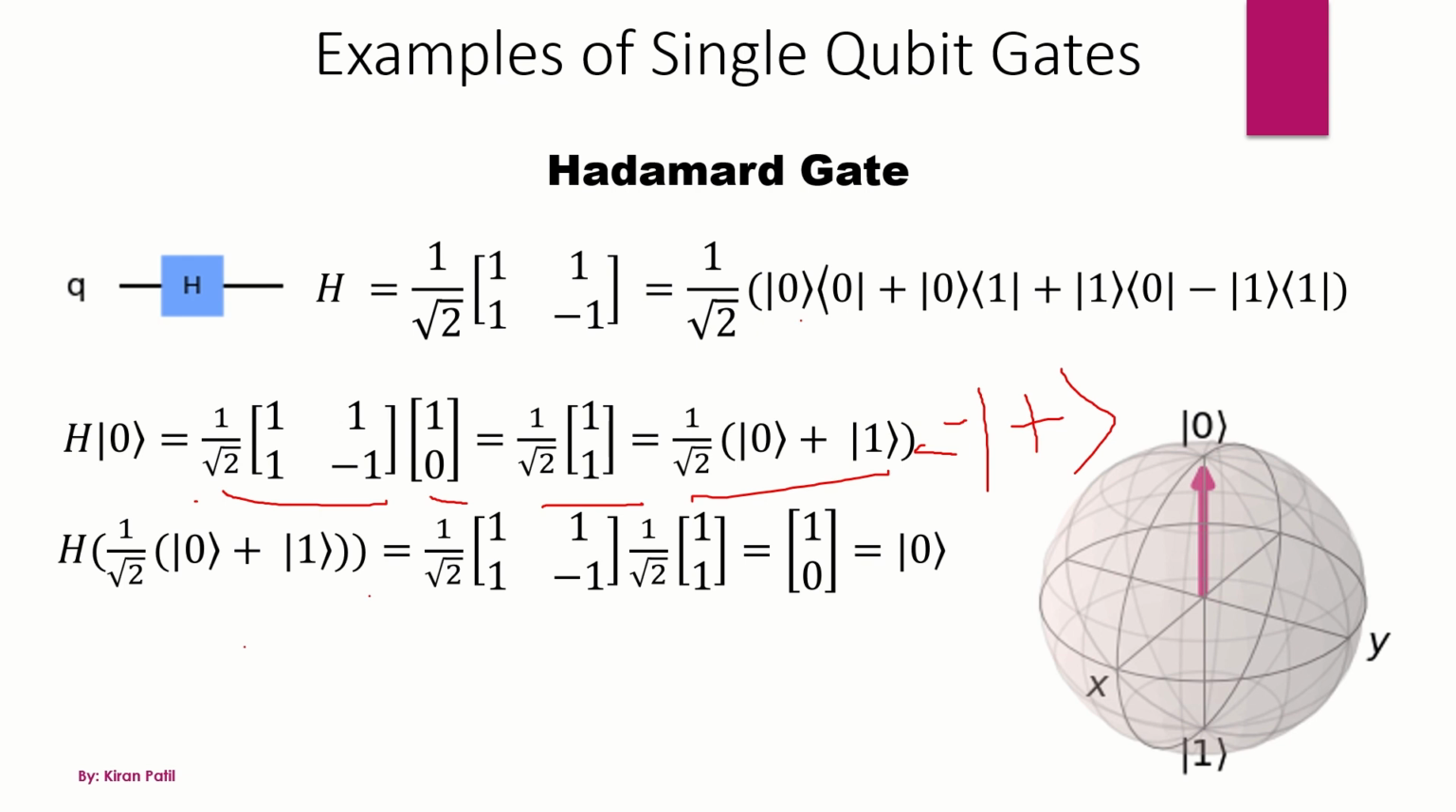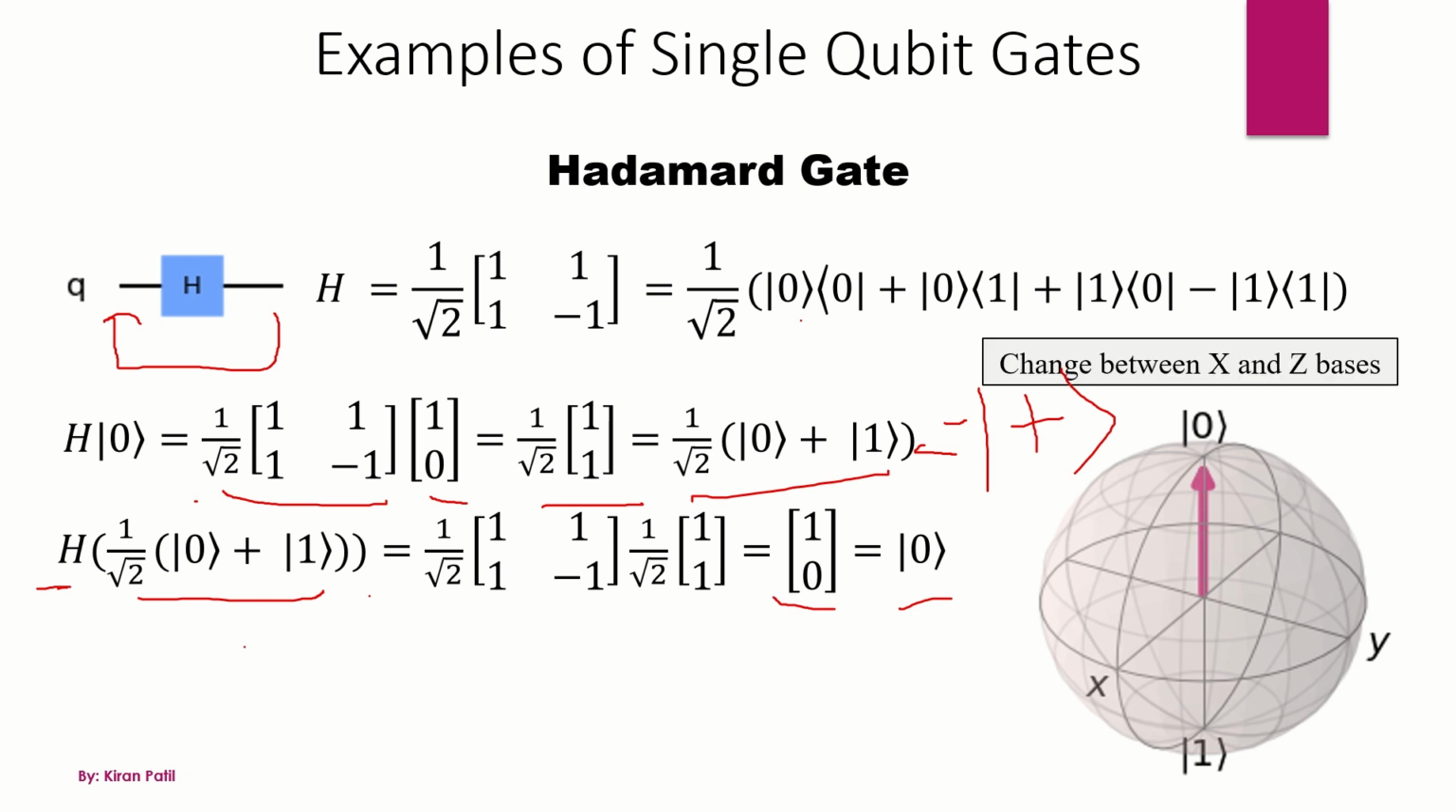Then if we reverse this, it means when I am applying the Hadamard gate on the |+> state, I am getting the output as column matrix of 1 0, which is nothing but |0>. So from this you can conclude that this operation is reversible, right? So this operation is reversible.